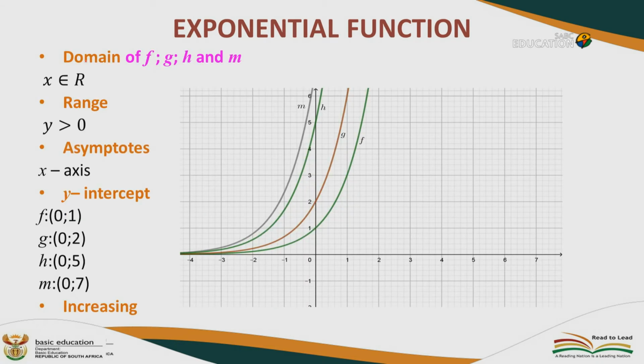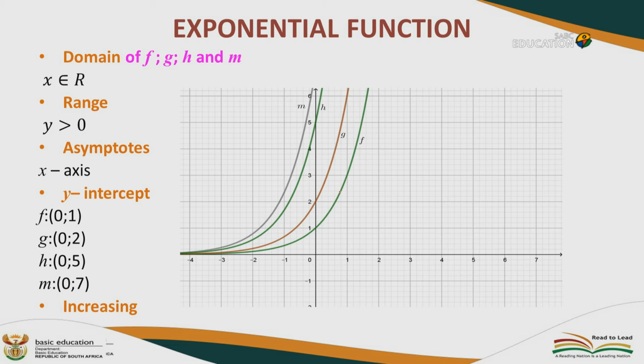The graph of f is green, of g is brown, of h is green, and we have the gray one of m. So what will be the domain?